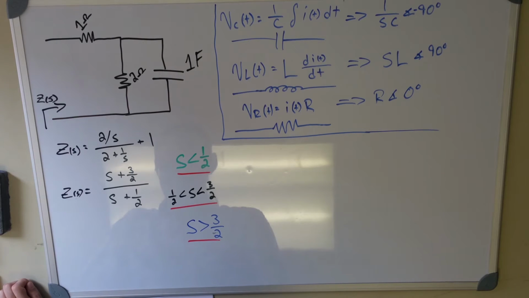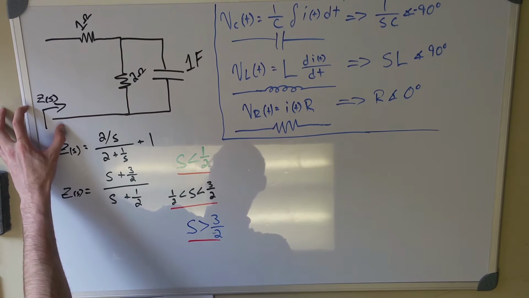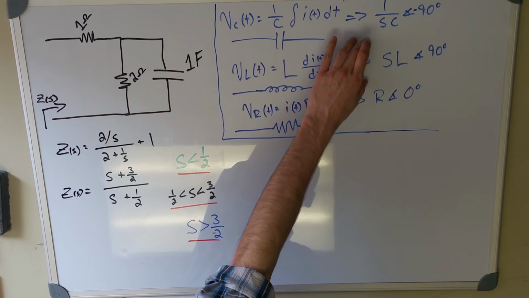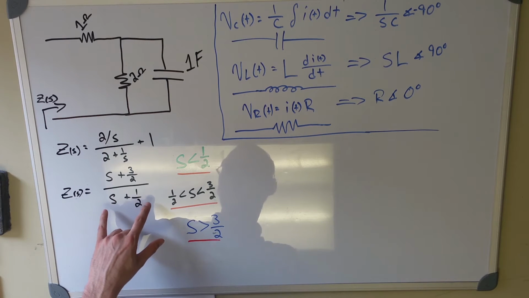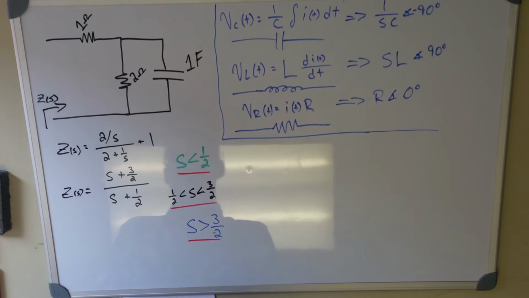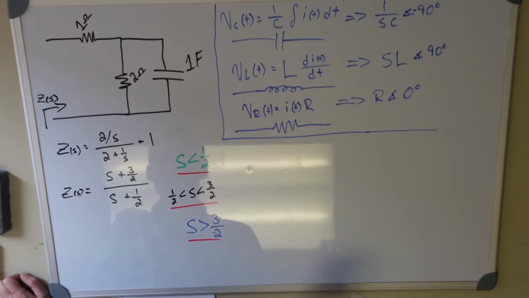Alright, so here we have a basic circuit. We're going to find the input impedance. Take it from the time domain and into the S domain to come out with a transfer function. This will give us the ability to test the breakpoints and do a Bode plot.